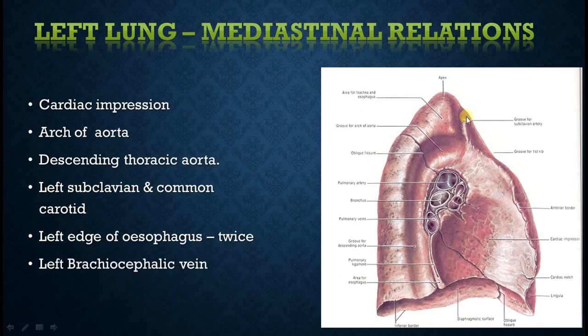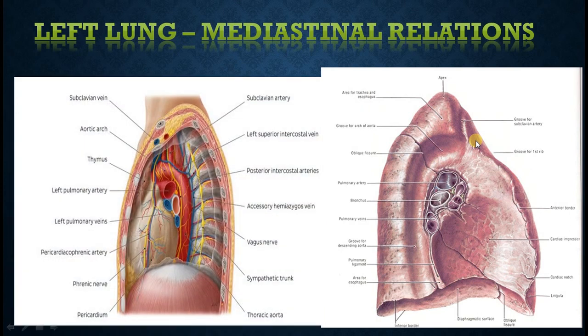Then anteriorly, one more impression for the left brachiocephalic vein in the front. So that is the arch of aorta you are able to see here, descending thoracic aorta. This is for the left ventricle, left auricle, and also the right ventricle, the cardiac impression. Esophageal impression here above, behind the common carotid impression, and here also it will be present, which is actually hidden from your view.